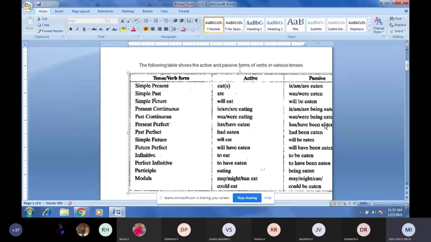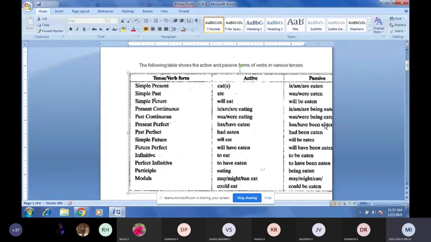Write means written is common. Eat means eaten is common. For any type of sentence, the past participle is common. So now you can simply identify where we will do the changes: it is only with the auxiliary. Only with the auxiliary. Nothing else.